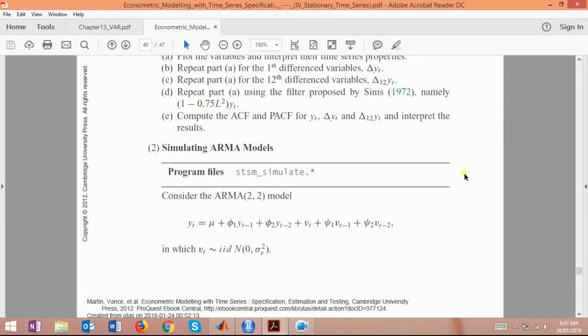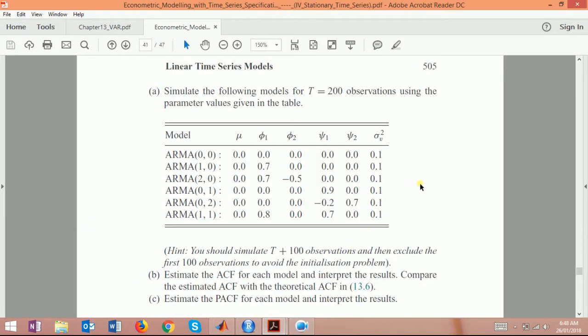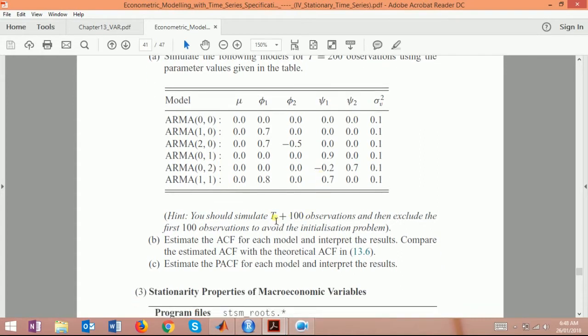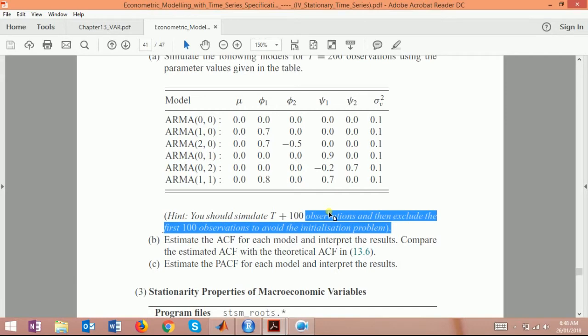The second problem: simulating an ARMA model. Consider an ARMA(2,2) model, in which vt is IID, the structural residual or disturbance, with zero mean and sigma squared variance. We want to simulate the model for t equals 200 observations using the given parameters and to initialize. Generally when we do 200 observations, we generate 300 so that we can discard the first 100 to remove the effect of the initial values on our estimation. This is called the initialization problem. Then estimate ACF and PACF.